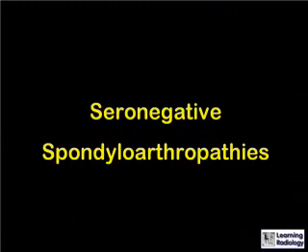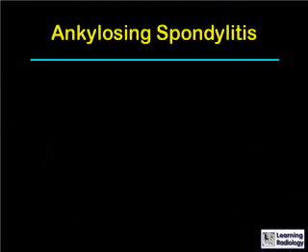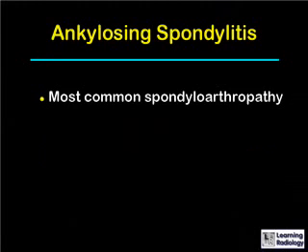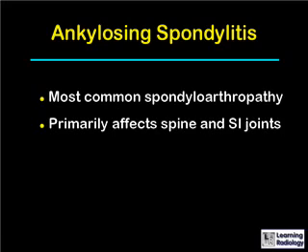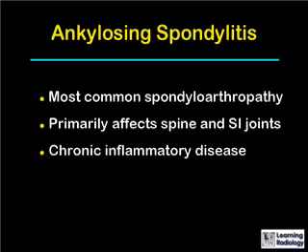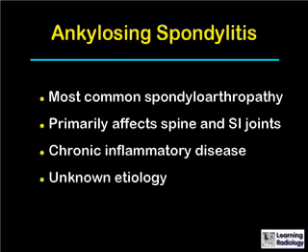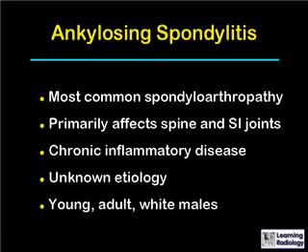Seronegative spondyloarthropathies. Ankylosing spondylitis is by far the most common. It primarily affects the sacroiliac joints and the spine. It is a chronic inflammatory disease. Most patients are HLA-B27 positive and rheumatoid factor negative. The etiology of it is not known, and it tends to occur in young adult white males.